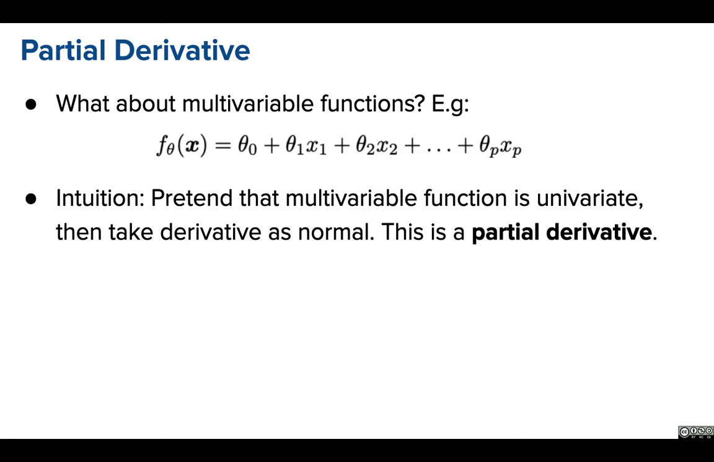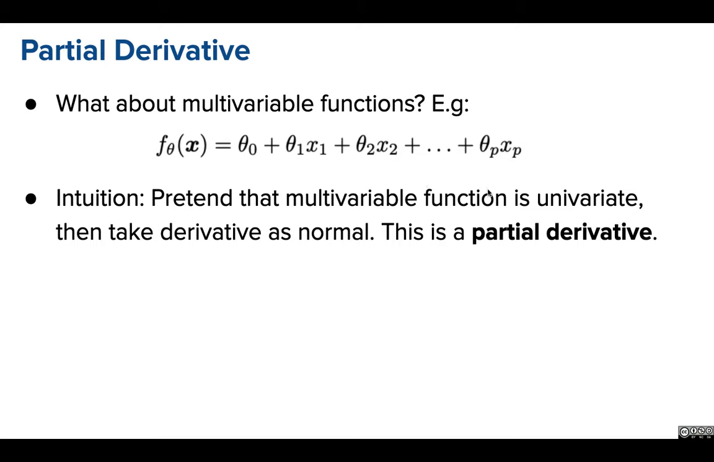So if you want to find the derivative, so to speak, for this type of function f, one intuitive idea that we can do is pretend that the multivariable function is univariable. So in this case, we'll pretend that x1 is the only variable that changes, and we'll pretend that all the other x2, x3, and so on are not changing. And then we'll take the derivative as though everything else was a constant. And this is what we call a partial derivative.